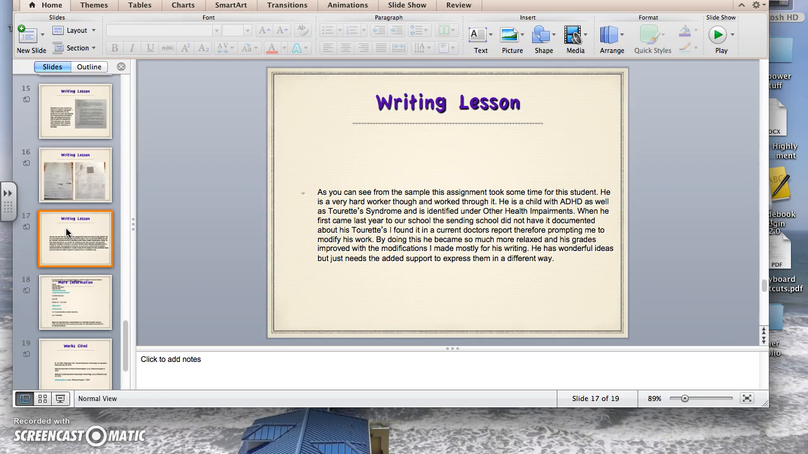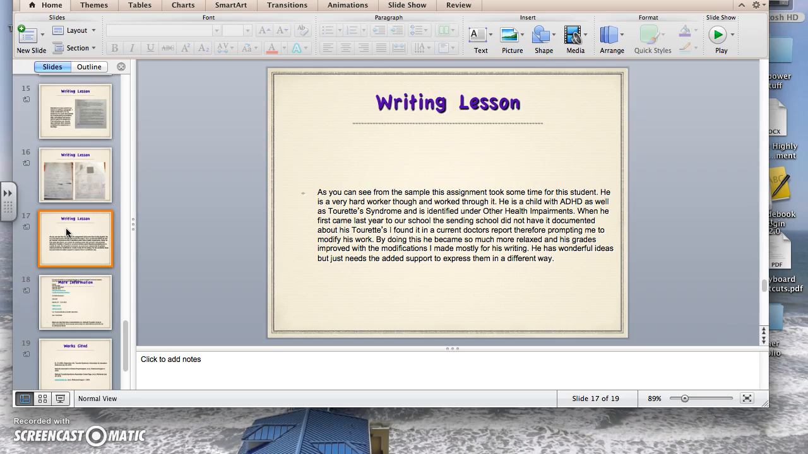As you can see from the sample, this assignment took some time for the student to do. He is a very hard worker, and he worked through it. He also is a child that has ADHD, as well as Tourette syndrome, and is identified under other health impairments. When he first came last year to our school, the center school did not have it documented about his Tourette's. I found it in a current doctor's report, which prompted me to modify his work further.